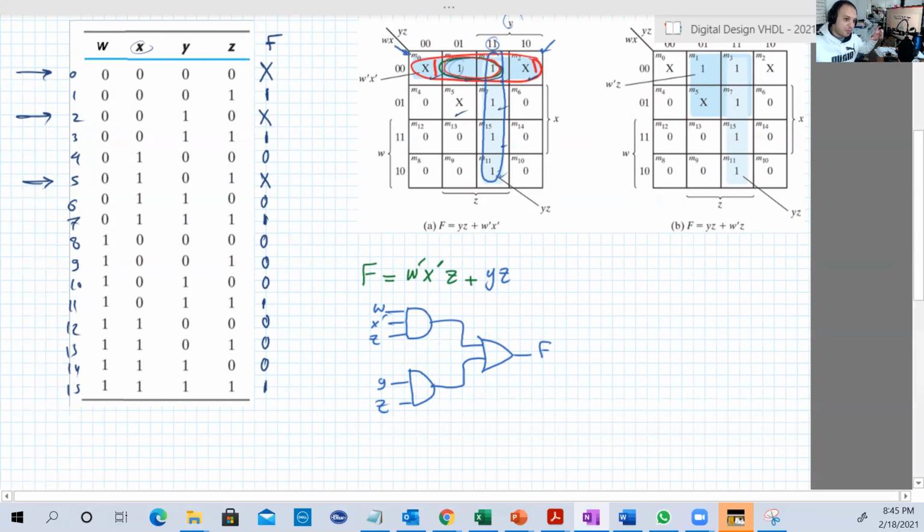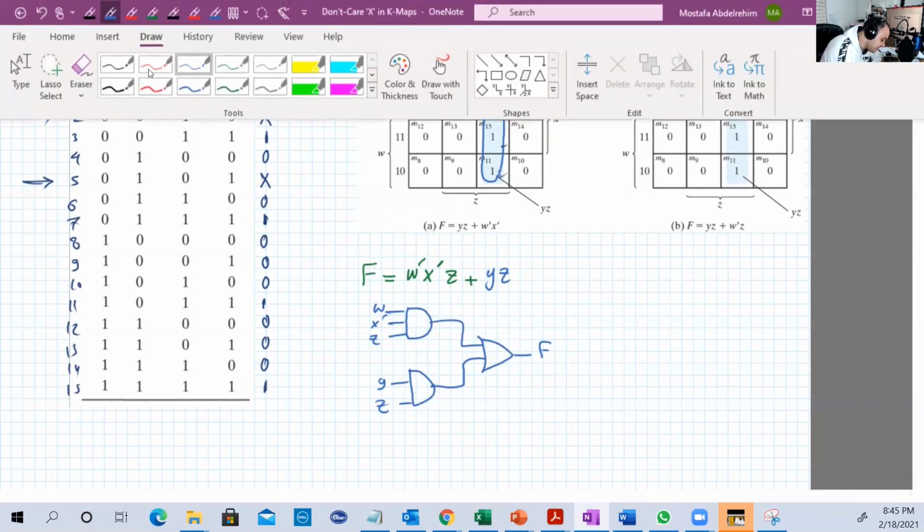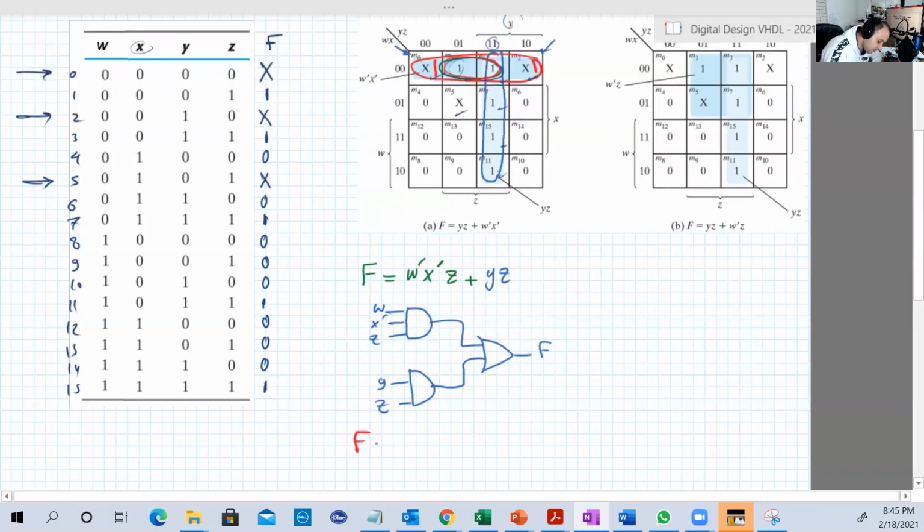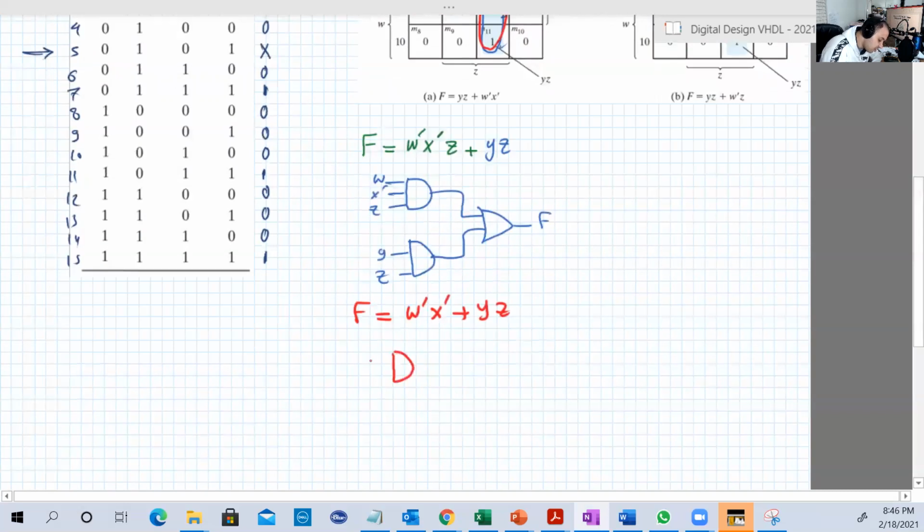Now we have a bigger group for that isolated one, this guy here. So in that case, this group here will be W is 0, X is 0, so W bar X bar. Plus this group again has no change, which is WZ. Now let's see the implementation of this. W bar X bar, YZ, then OR gate.